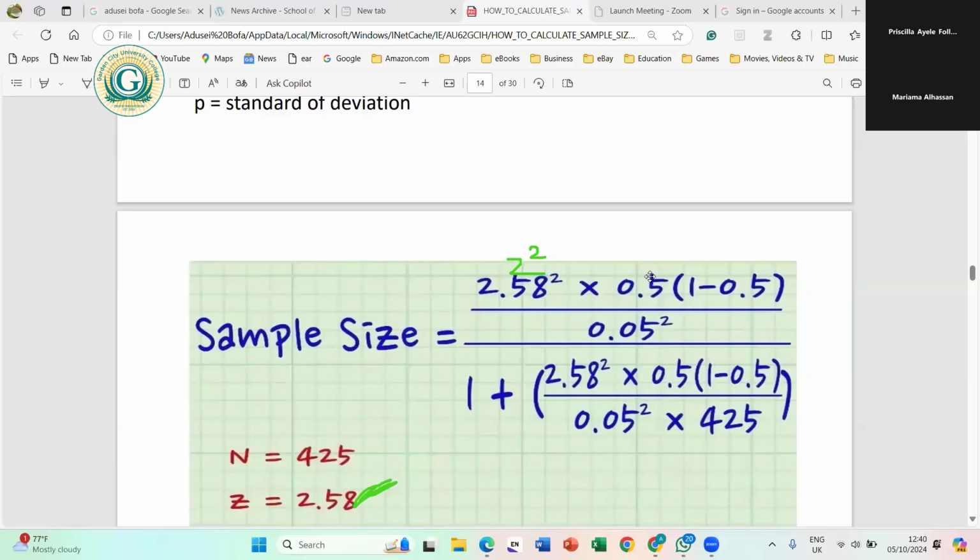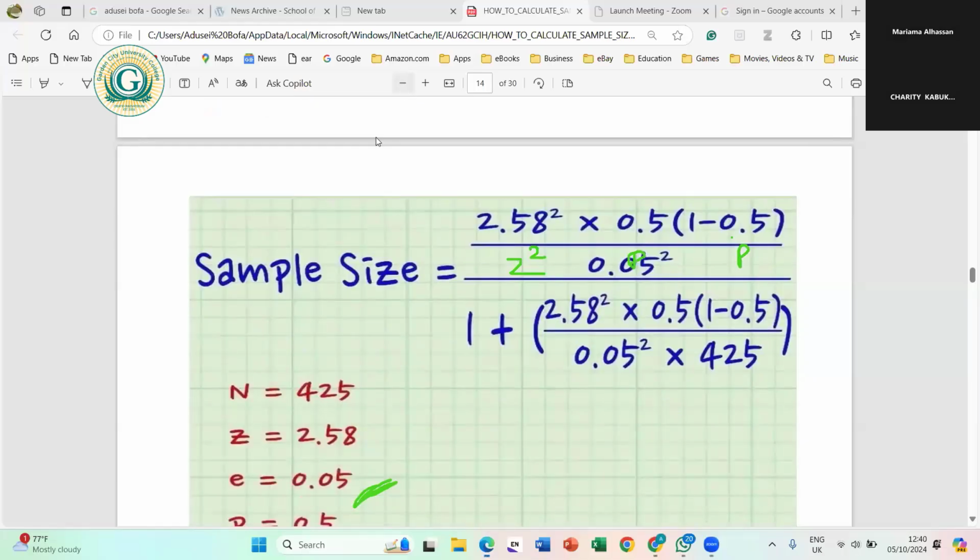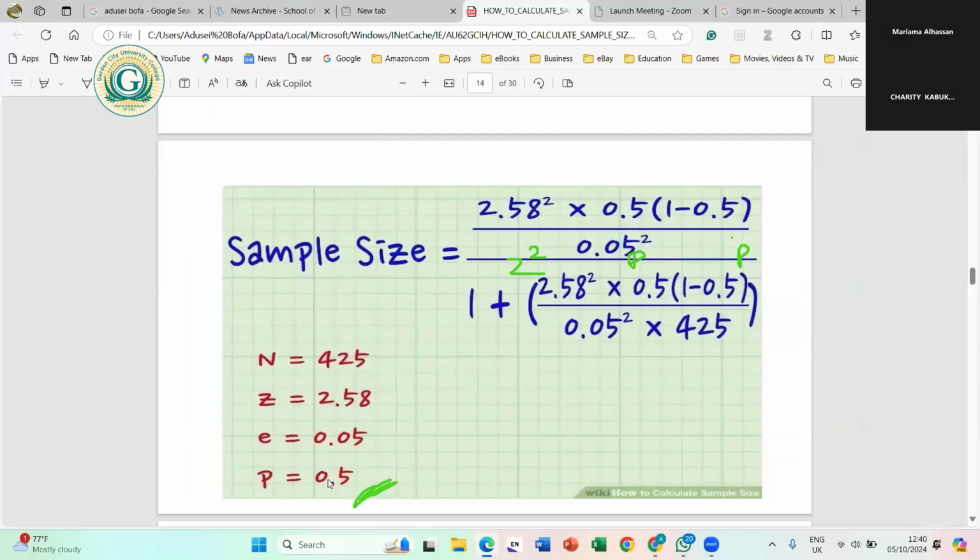Times 0.5 is P. Okay? The 0.5 here stands for P, into bracket 1 minus P. That's the same thing. And this 0.5, we didn't go and pick it anywhere. It has been given to us from this question. P is what? 0.5. So that's why we have the 0.5 there.